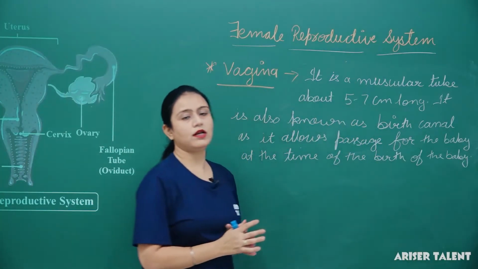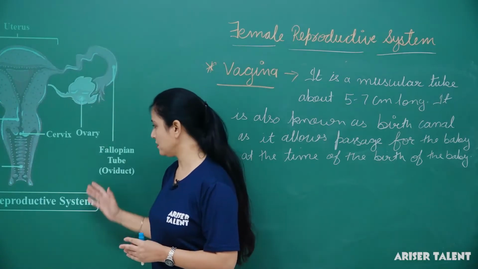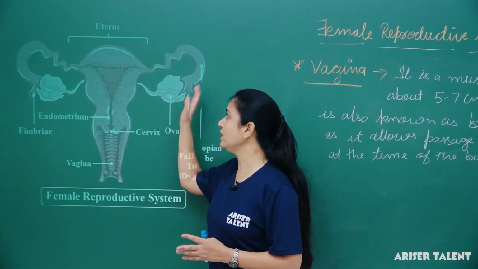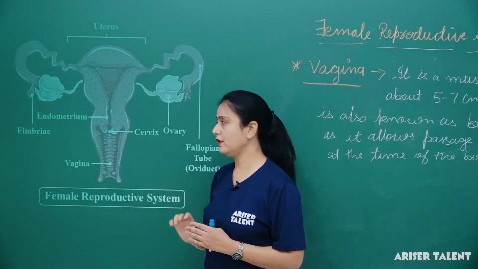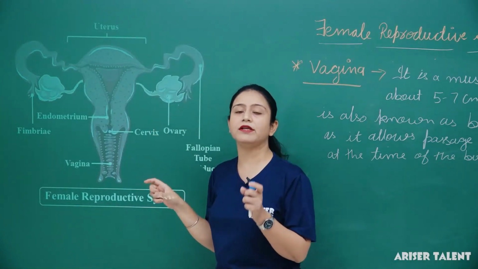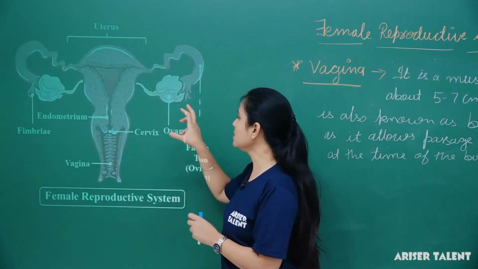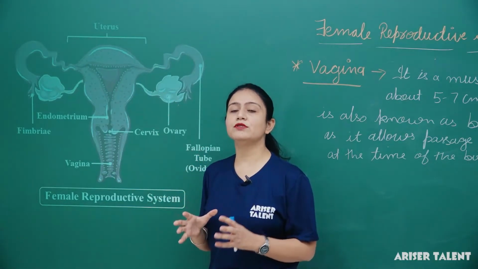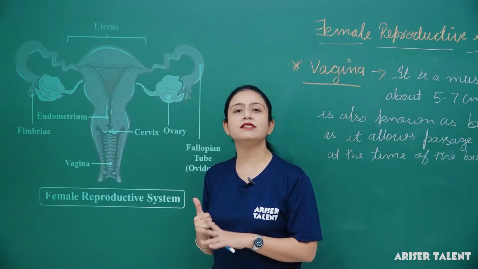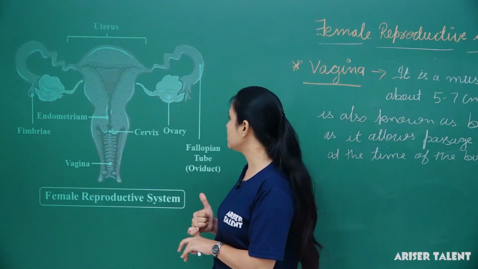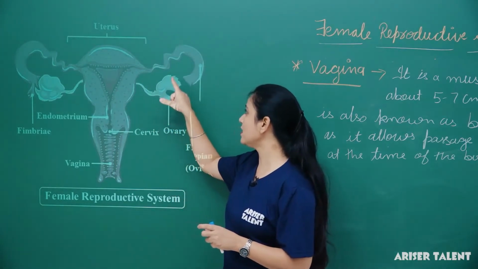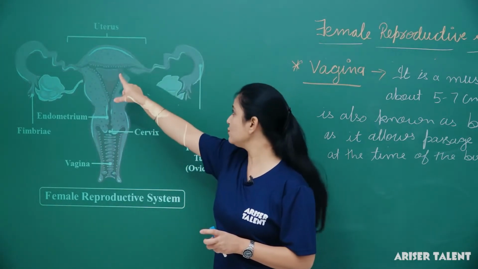So this is all about the female reproductive system. Let me once again explain that the female reproductive system has 4 main parts: ovary, fallopian tube, uterus and vagina. The ovary is the primary sexual organ, because it produces female gametes, the ova, as well as secretes the female sex hormones, estrogen and progesterone. When the ovary produces ova, they are carried by the fallopian tube to the uterus.